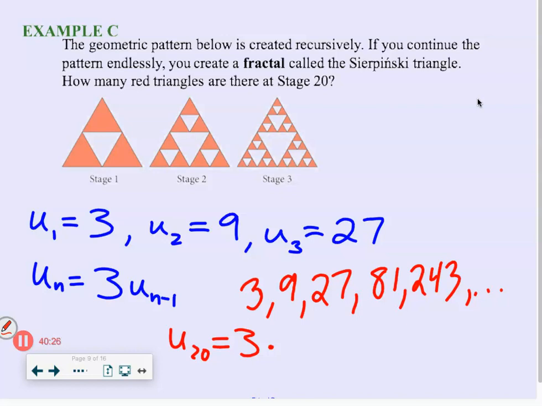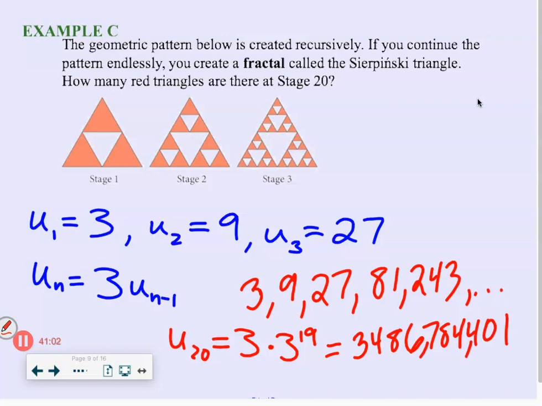Now I saw one group who just did 3 to the 19th, but they forgot to multiply it by that initial first term. So you have 3 times 19 more 3's, basically. So you end up with 3 to the 20th. Normally it wouldn't be 3 to the 20th; that's just because the first term happened to be 3. If the first term was 5, it'd be 5 times 3 to the 19th. Anyway, so you end up with 3,486,784,401. Okay, all right, well done.